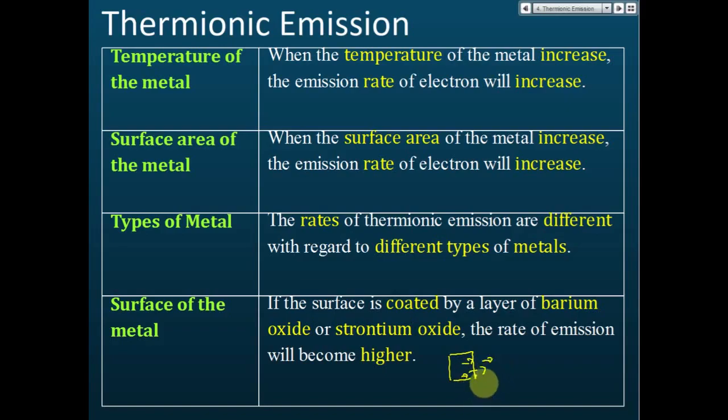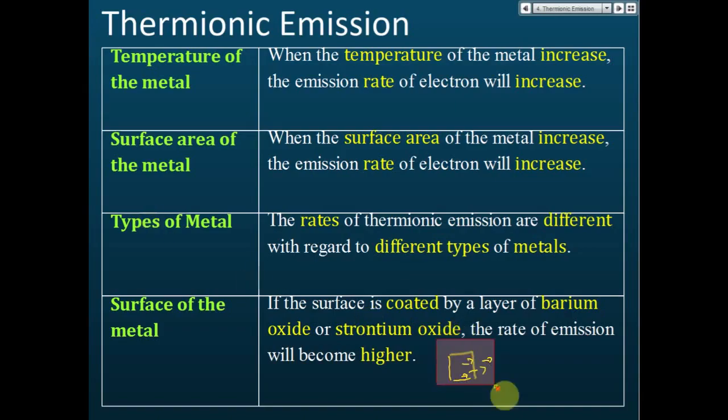But the problem is, if you use barium oxide, it's very difficult for us to heat it, because barium oxide is not a metal. It cannot conduct electricity. So it's very hard for us to heat barium oxide, and the temperature also increases very slowly because the specific heat capacity is high. So it's not practical for us to have a piece of barium oxide as the emitter.